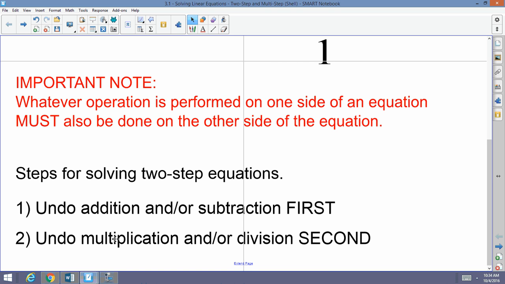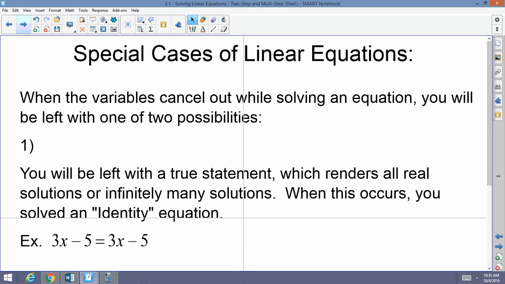I'll give you a little hint though. Once you get rid of the addition or subtraction, you're left with a one-step equation. So that should be pretty simple from there, okay? So a two-step equation, you undo addition and subtraction first, and then you undo multiplication and or division second. I say the and or because it could be multiplication or it could be division. All right? Pretty simple, two steps. So some practice on that.